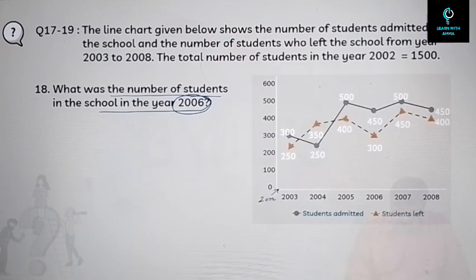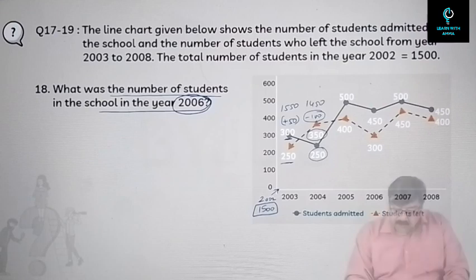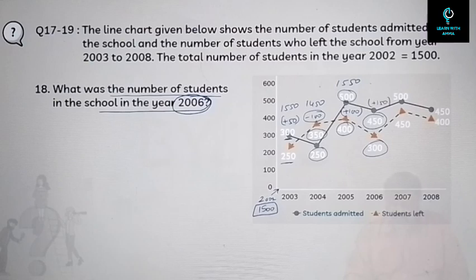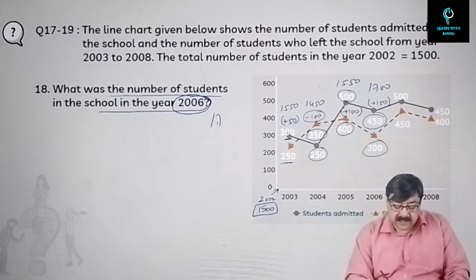Here in 2002, there were a total 1500 students. So 300 admitted and 250 left the school. That means the net result is that the number of students increased by 50. In the next year, 350 left, 250 admitted, net effect is minus 100. So here from 1500, the number of students became 1550, minus 100 is 1450. 2005, 500 admitted, 400 left, so net effect is plus 100. So 1450 plus 100 is again 1550. And in 2006, 450 admitted and 300 left. Net effect is plus 150, more number of students. So 1550 plus 150, 1700 should be the number of students in the year 2006.